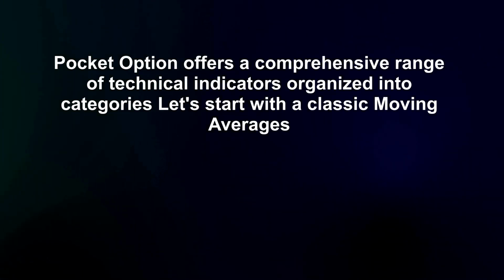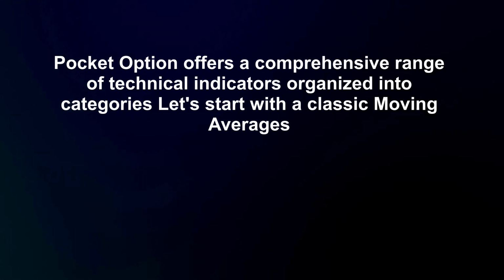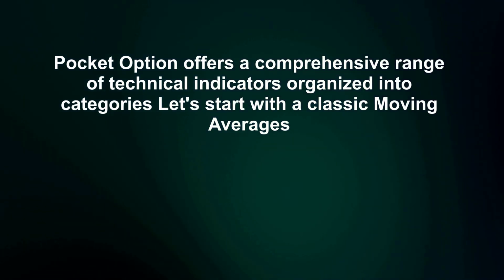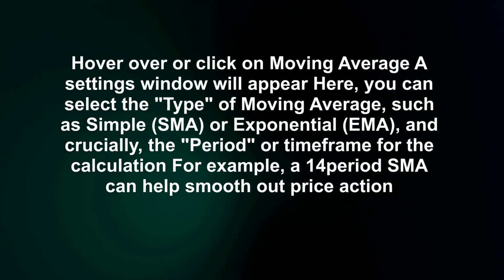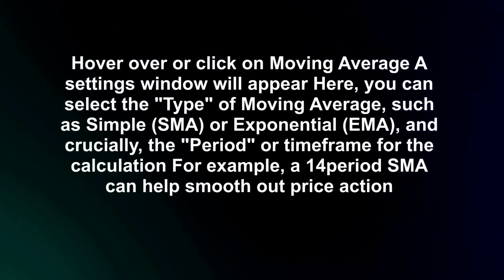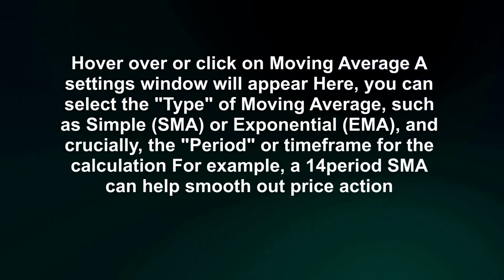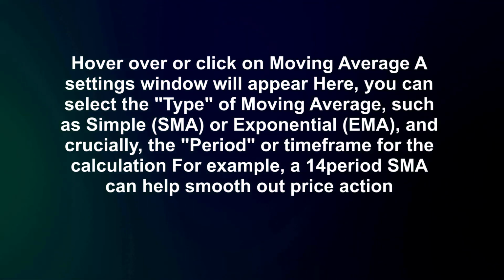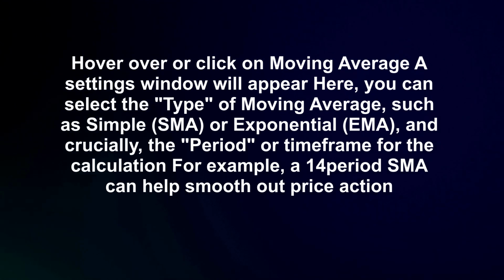Pocket Option offers a comprehensive range of technical indicators organized into categories. Let's start with the classic moving averages. Hover over or click on Moving Average. A settings window will appear here. You can select the type of moving average, such as simple SMA or exponential EMA, and crucially, the period or time frame for the calculation.